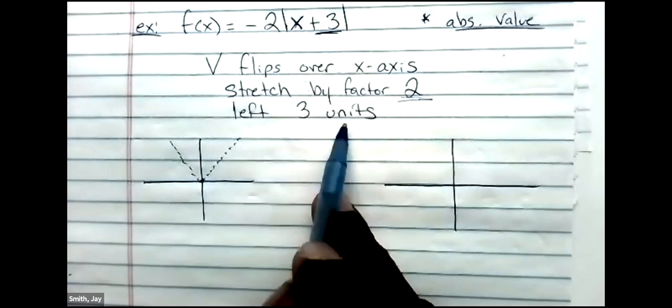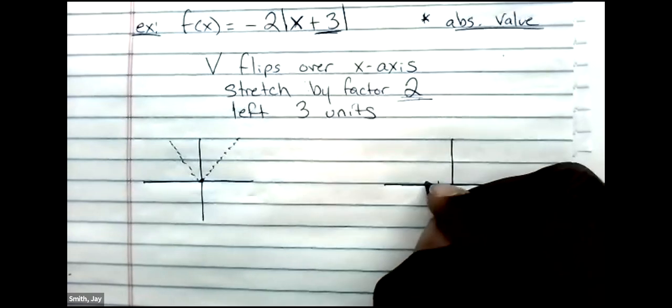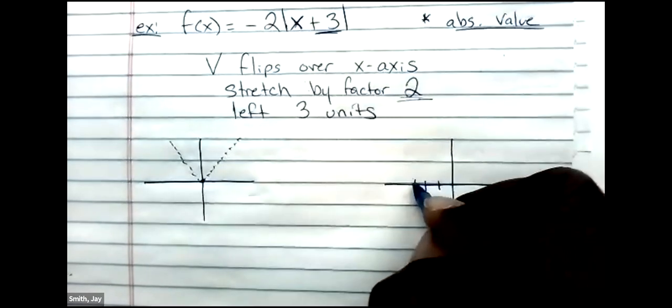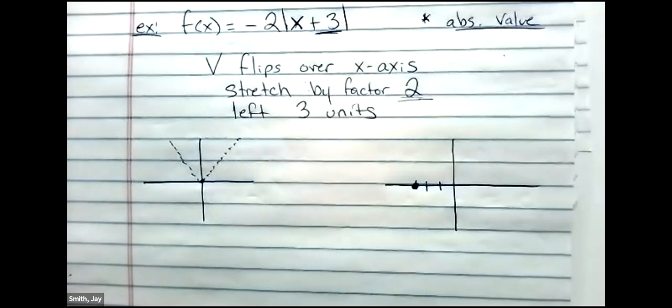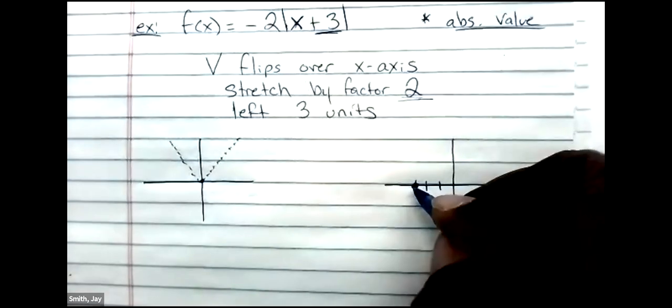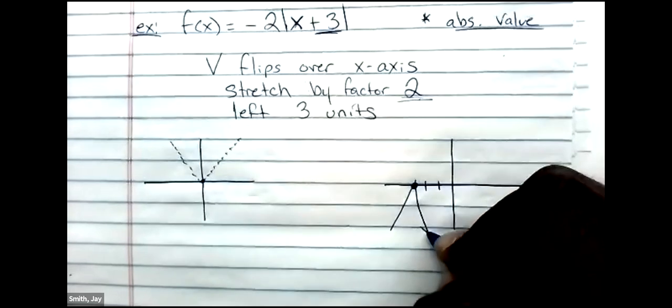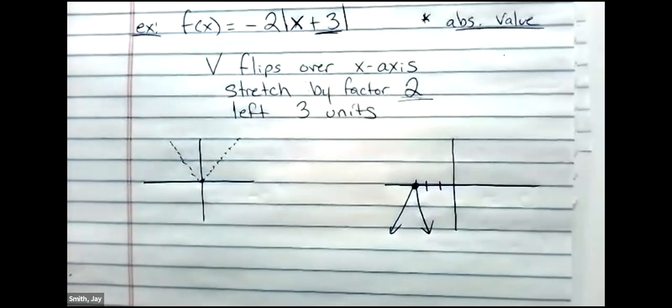Outside of that, we have to shift the whole graph to the left 3 units. So what was at the ordered pair (0, 0), our origin, is now going to be at the ordered pair (-3, 0). Keeping in mind that the V should flip over, and it should be visually skinnier. All right. So this should be the graph of the function that we're looking for, more specifically, the function -2 times the absolute value of x plus 3. All right. Any questions on this example?